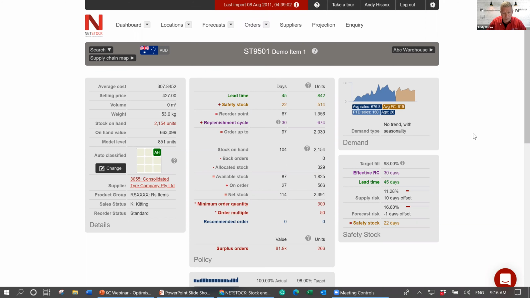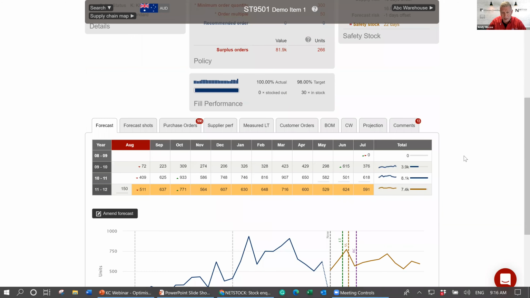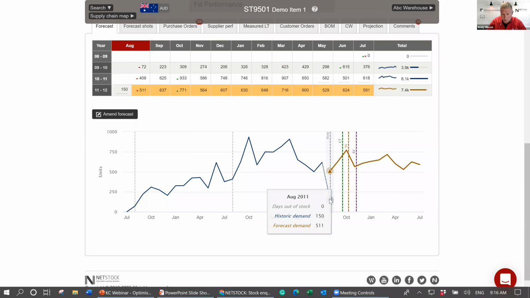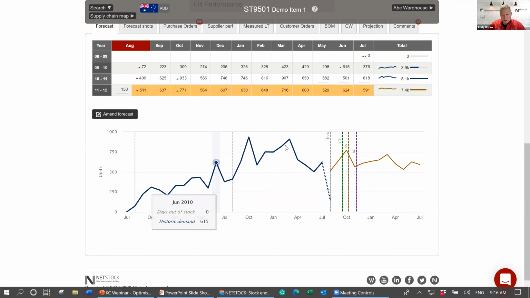So let's start firstly at the forecasting piece. Down here, we can actually see our historical sales. We've done 150 in the first 8 days of August. We did 618 in July, 501 in June, and so on backwards. So this is our historical sales. The system automatically creates a forecast for us. It has a whole variety of algorithms, Box-Jenkins, weighted average, seasonal models, binomial distribution, and uses all of these models to create a forecast for us.